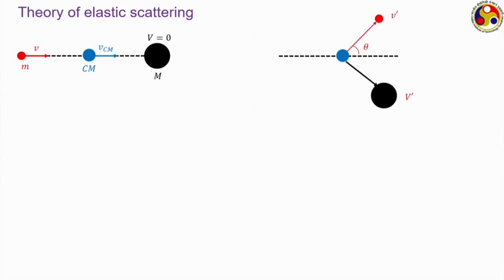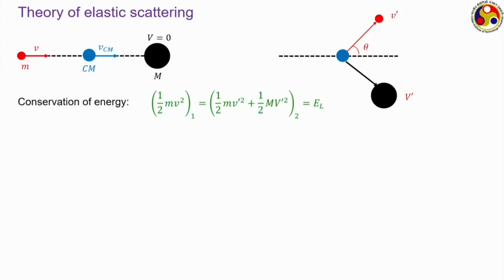Once the collision happens, it transfers a part of its kinetic energy to the nucleus. So, both of them can get scattered into different directions. Here theta is the angle by which the neutron gets scattered from its initial line of motion, and similarly V prime is also getting scattered by some other angle. As this is elastic scattering, both kinetic energy and momentum will be conserved.